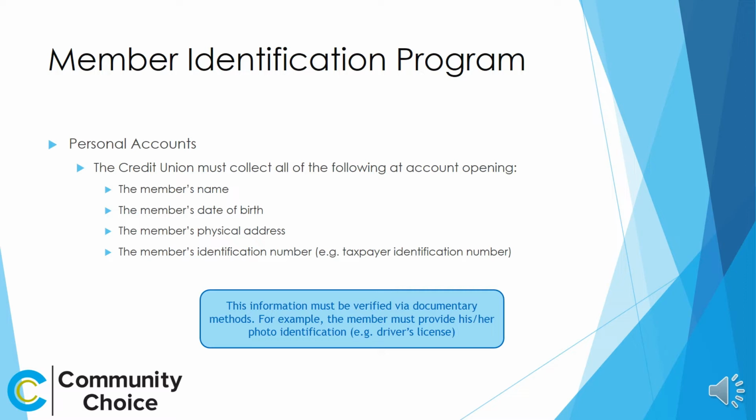In connection with personal accounts, we will ask for, number 1, the member's name, number 2, the member's date of birth, number 3, the member's physical address, and number 4, an identification number for the member, such as their taxpayer identification number. Community Choice verifies this information using documentation, meaning we will ask the member to provide his or her photo identification at the time of account opening.